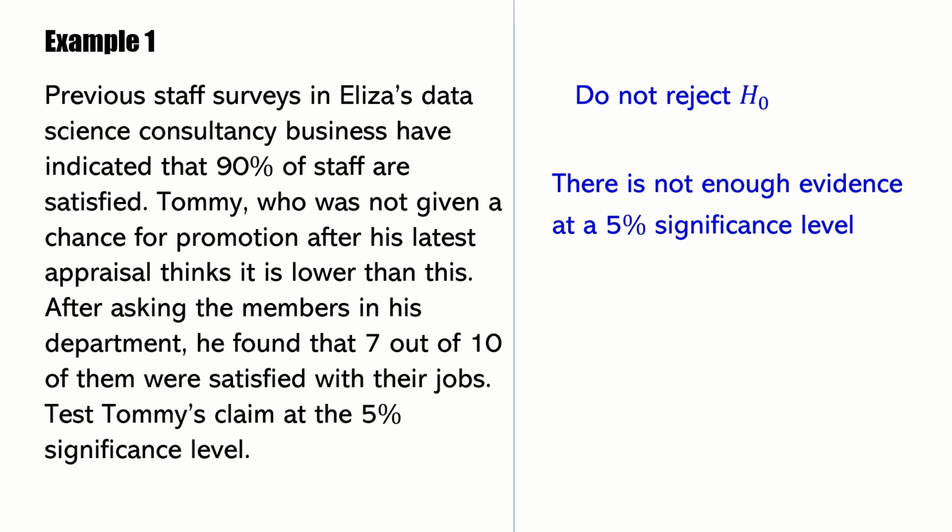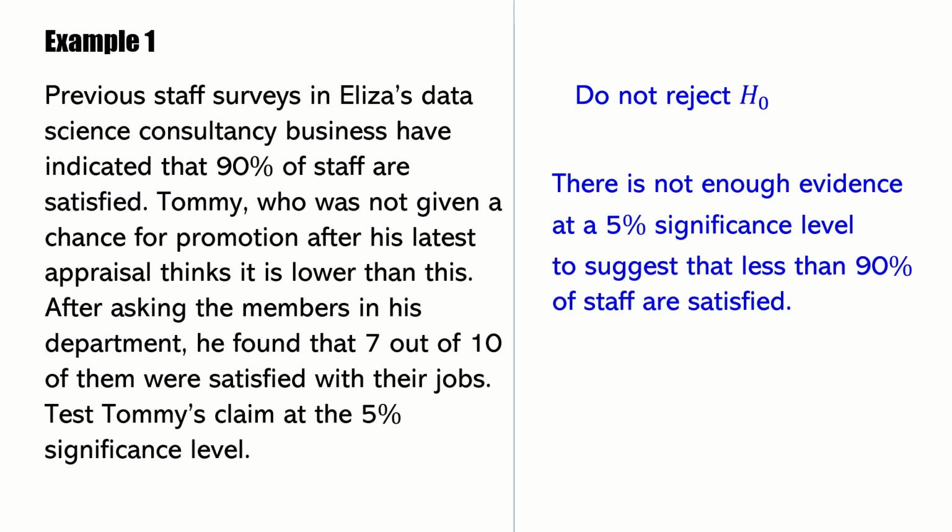A good way of often doing that is to almost just parrot back the wording given to you in the actual claim itself that you were testing. In this case, it was about whether the staff satisfaction was less than 90% or not. So I'm going to say there's not enough evidence at a 5% significance level to suggest that less than 90% of staff are satisfied. So there you go, we've answered the question.